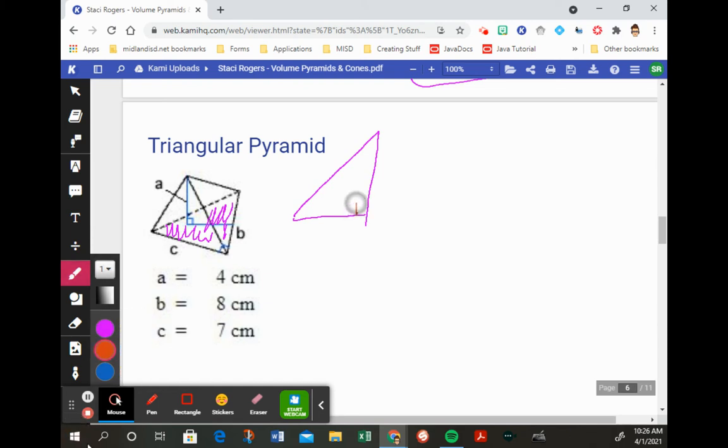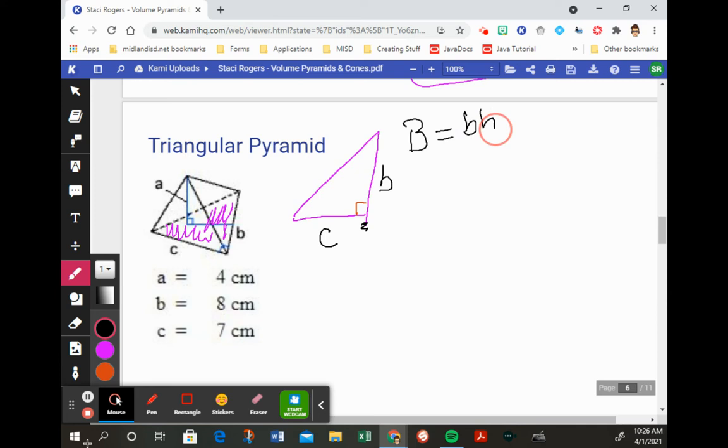And it shows that this is a right angle. This is B. This is C. What is A? A is the height of the pyramid. So I'm not dealing with A here. Only B and C because it's a right triangle.